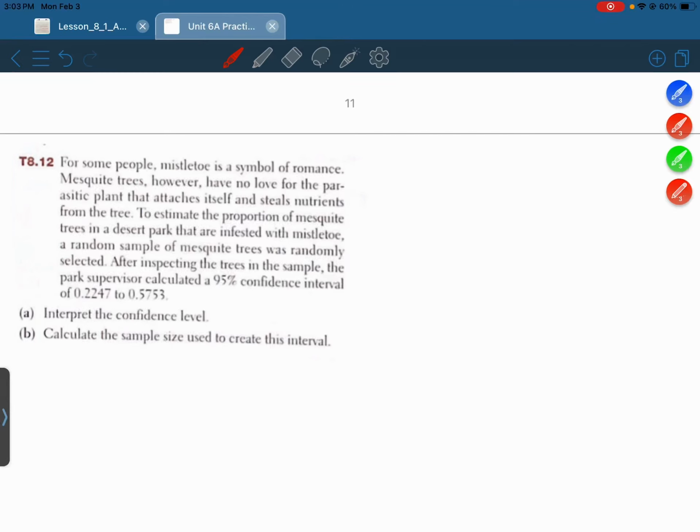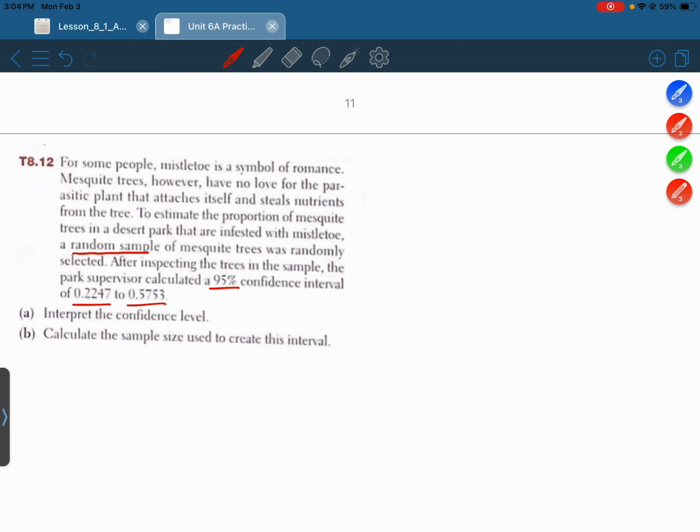T8.12. For some people, mistletoe is a symbol of romance. Mesquite trees, however, have no love for the parasitic plant that attaches itself and steals nutrients from the tree. To estimate the proportion of mesquite trees in a desert park that are infested with mistletoe, a random sample of mesquite trees was randomly selected. After inspecting the trees in the sample, the park supervisor calculated a 95% confidence interval of 0.2247 to 0.5753.